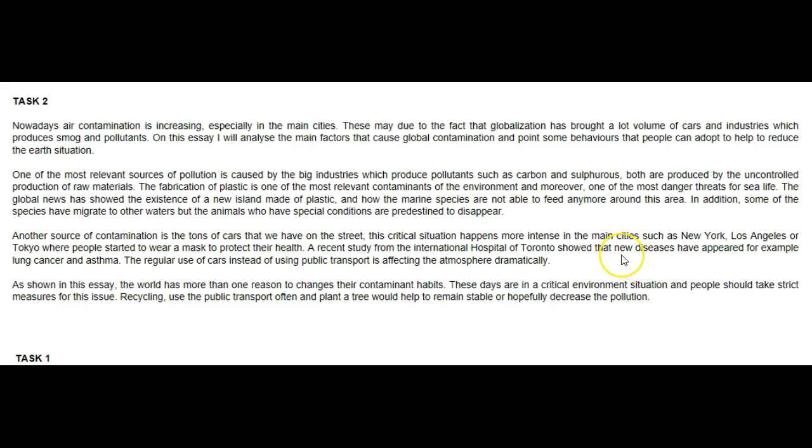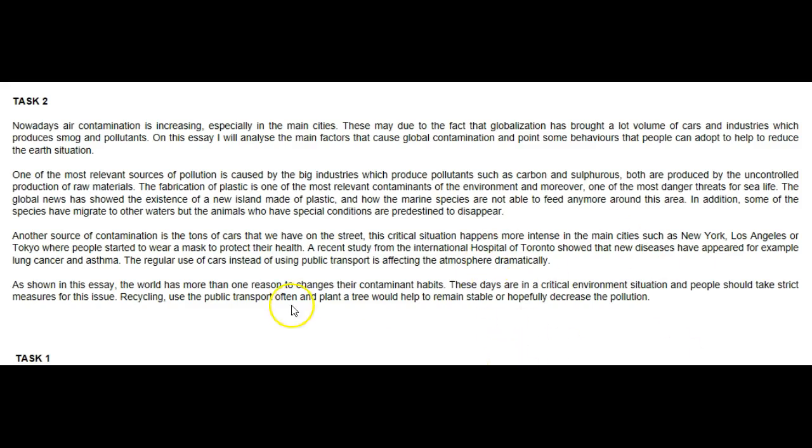Well, this is not really a grammatical issue, but I wouldn't really call lung cancer and asthma new diseases. What you could say instead, which would be accurate here, is new strains of diseases. A strain of a disease is like a new appearance, a new type of that disease. So that would work perfectly here.